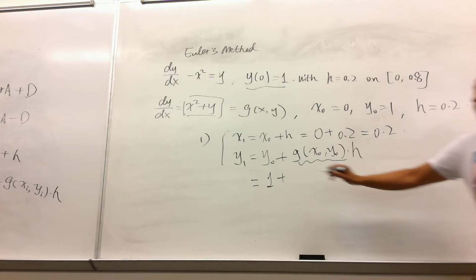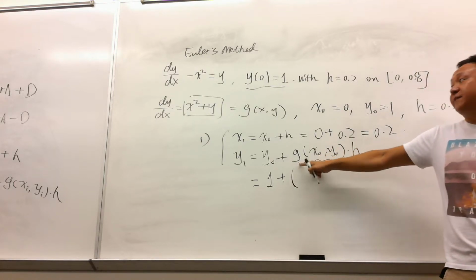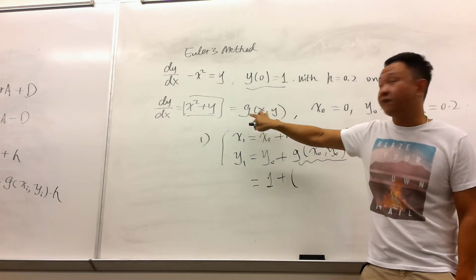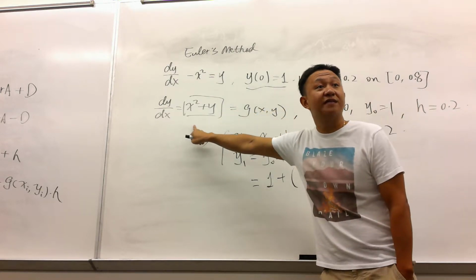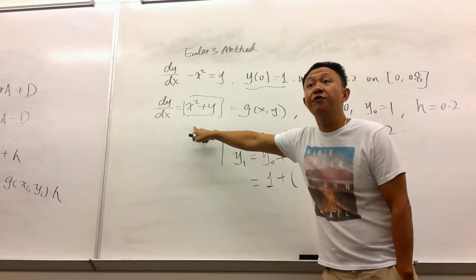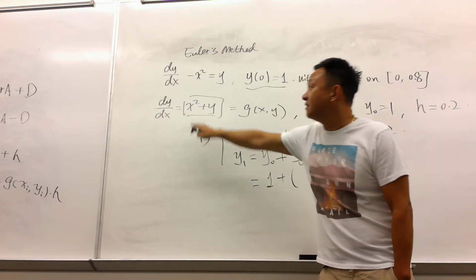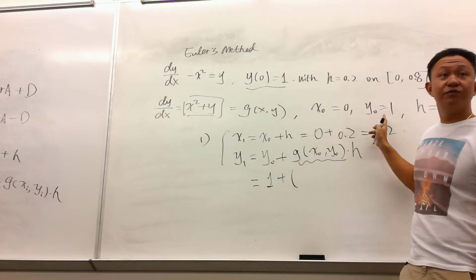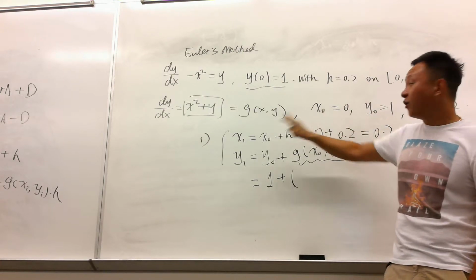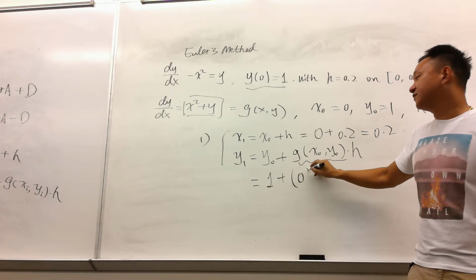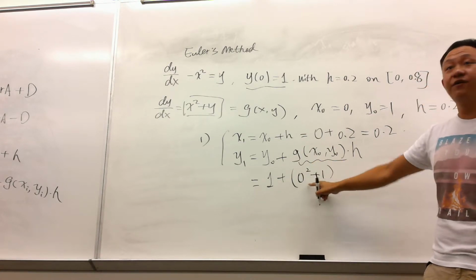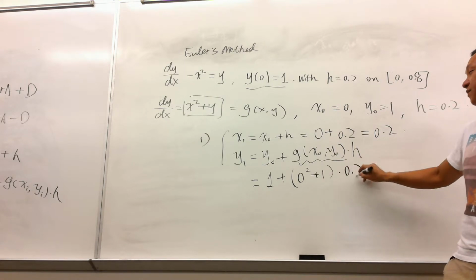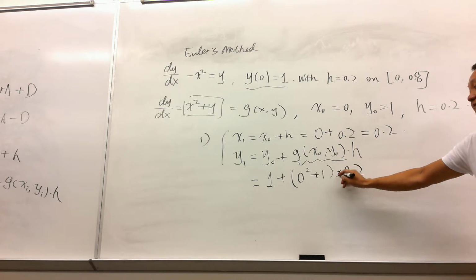So what is the function g? That's why I want you to put it down in the beginning. Function g is x squared plus y. And then what you plug in is x0, x equals 0, and y equals 1. So what you get for the function is 0 squared plus 1, which gives you 1. And then multiply by h, 0.2. Guys, ask questions.